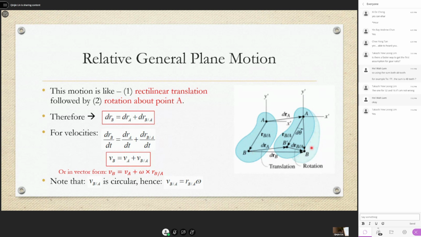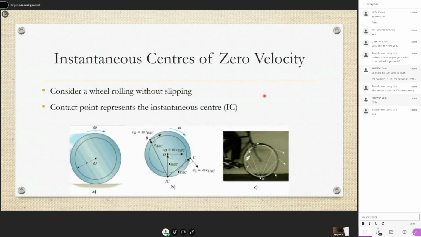We go into velocity of the points. Now we talk about instantaneous centers of zero velocity. Remember that time when we talked about rolling motion? I briefly mentioned this term and said later we'll touch on it. So this is a more general definition of instantaneous centers of zero velocity. We consider a wheel rolling without slipping. Contact point represents the instantaneous center, IC for short.